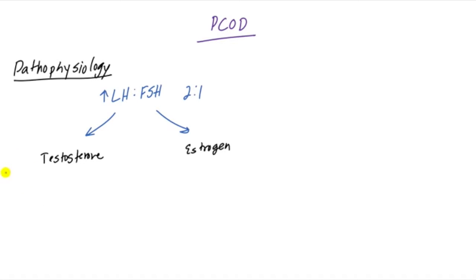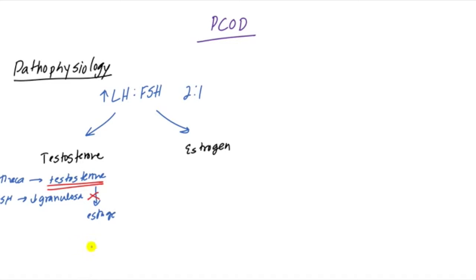LH activates your theca cells. Theca cells are found in the ovary, and these will produce testosterone. Now, usually the granulosa cells will convert the testosterone into estrogen, but granulosa cells are activated by FSH. So if you have low FSH, you're going to have decreased granulosa cells, and so your testosterone to estrogen conversion is not going to occur. And so primarily you are left with a lot of testosterone.